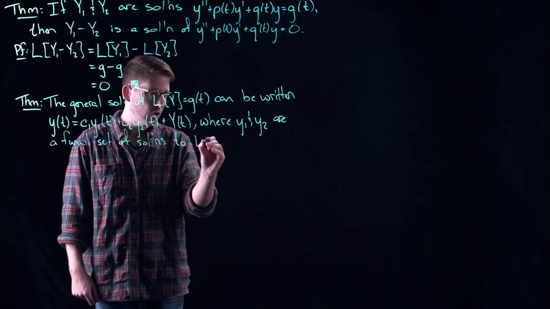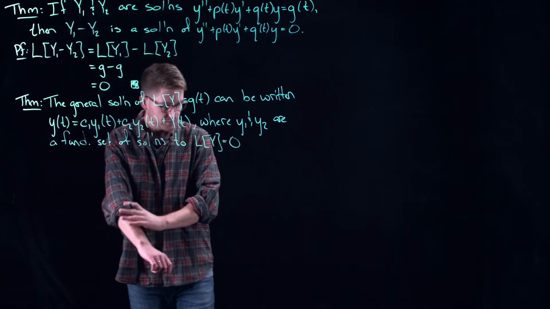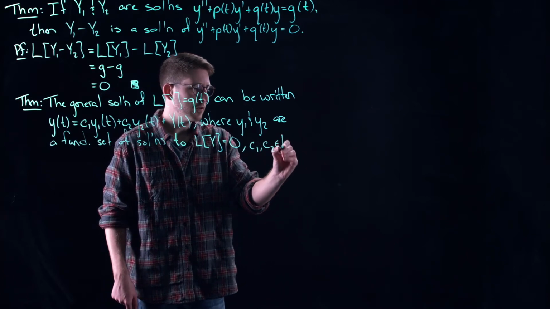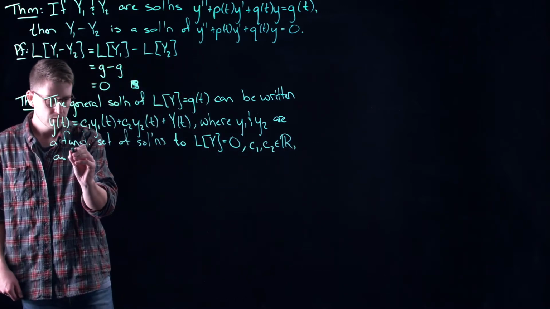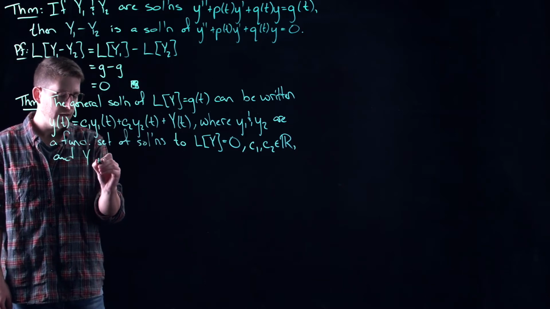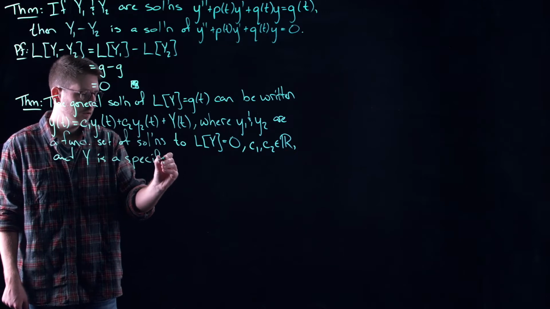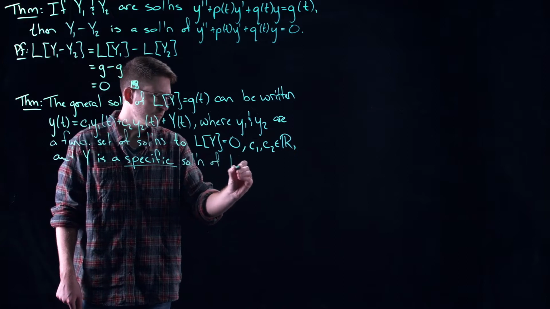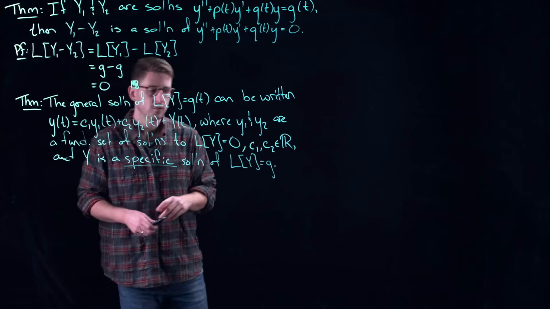Of course, this is to the homogeneous problem. That's the only way that we talk about these fundamental sets of solutions. Of course, C1 and C2 can be any real numbers you want them to be. And capital Y is a specific solution, sometimes a particular solution, of Ly equal to G. So the inhomogeneous equation.